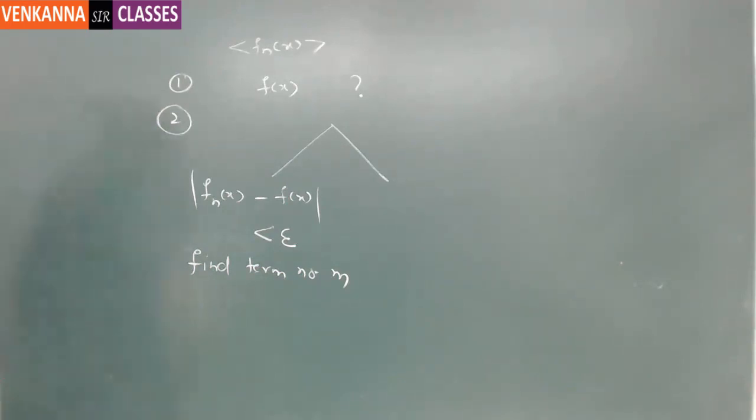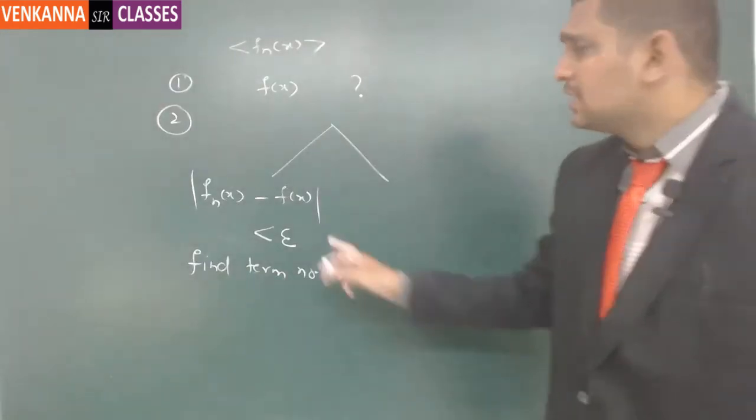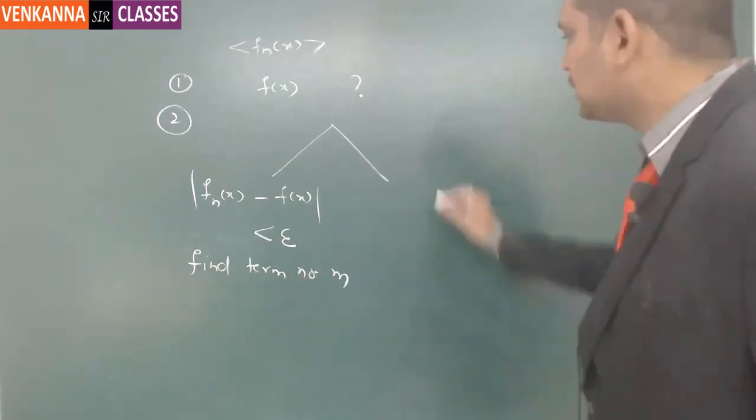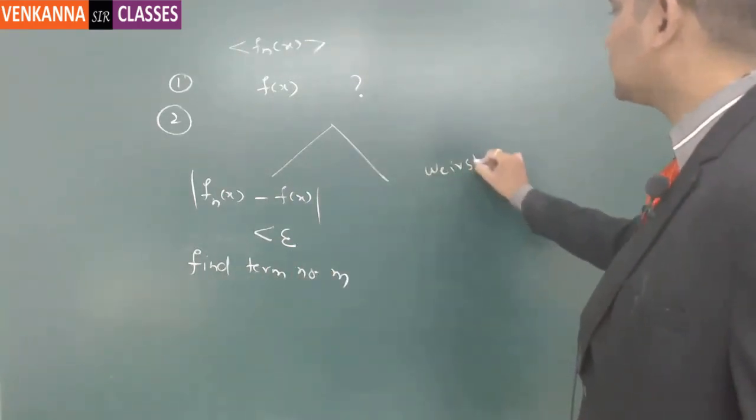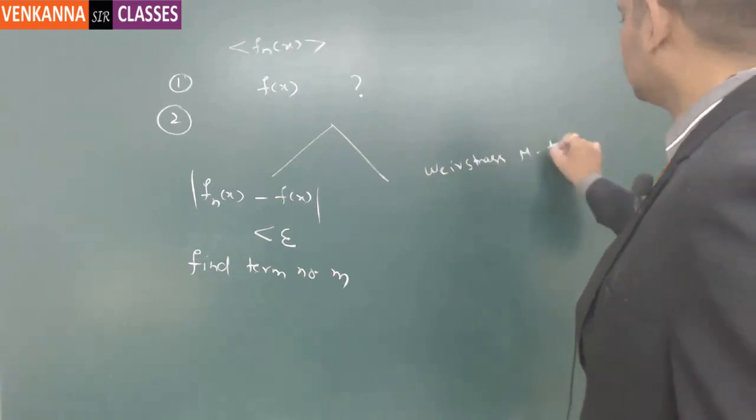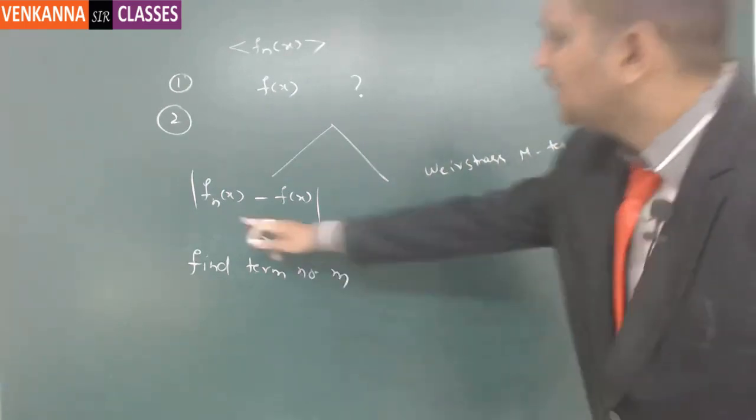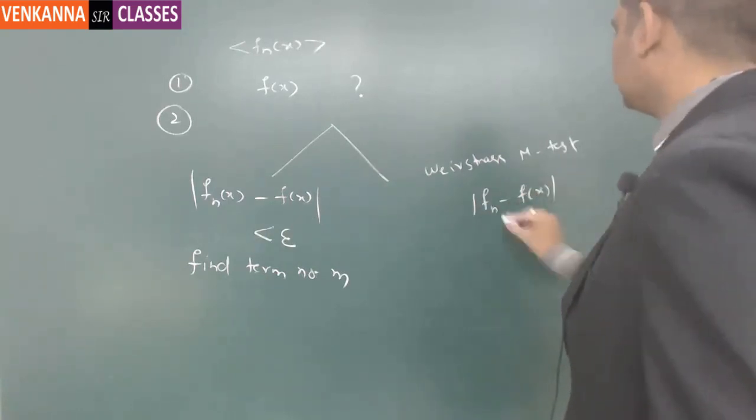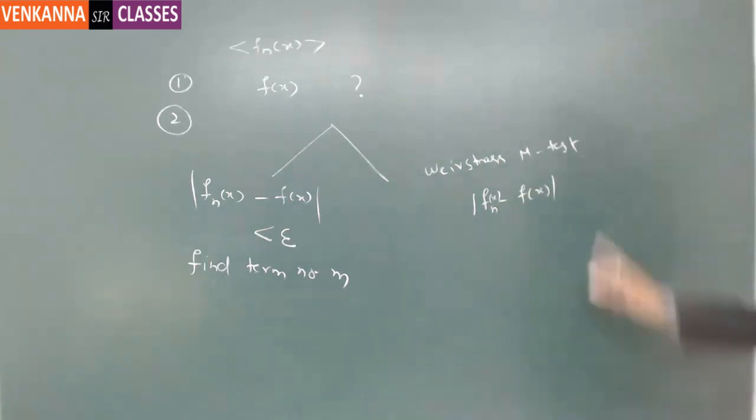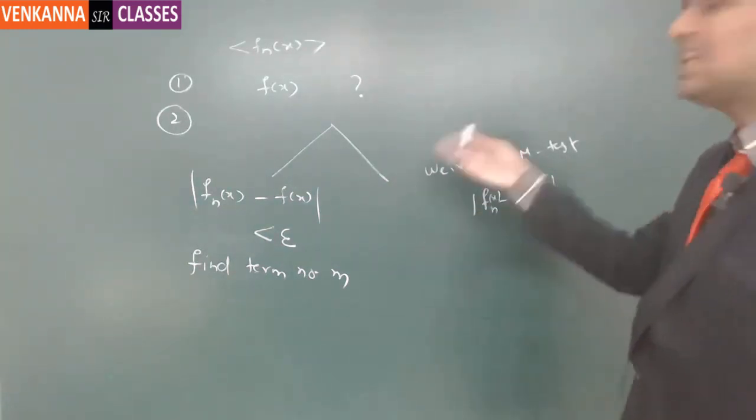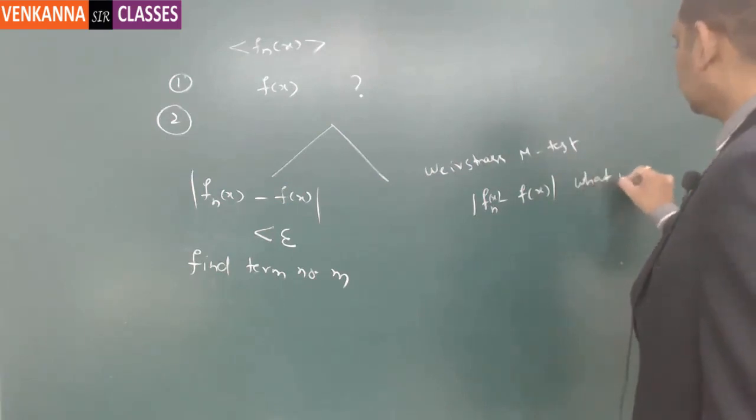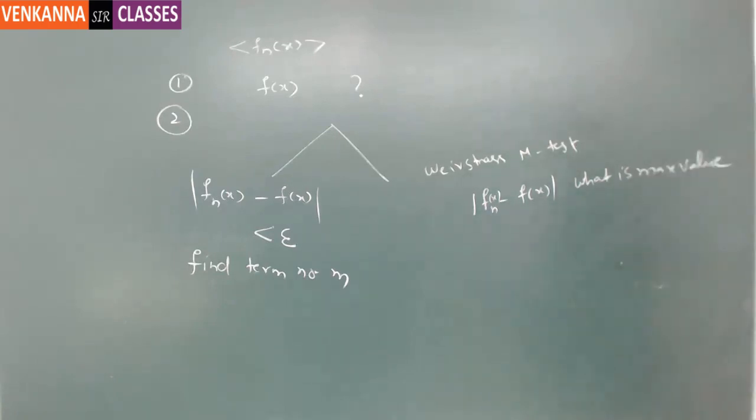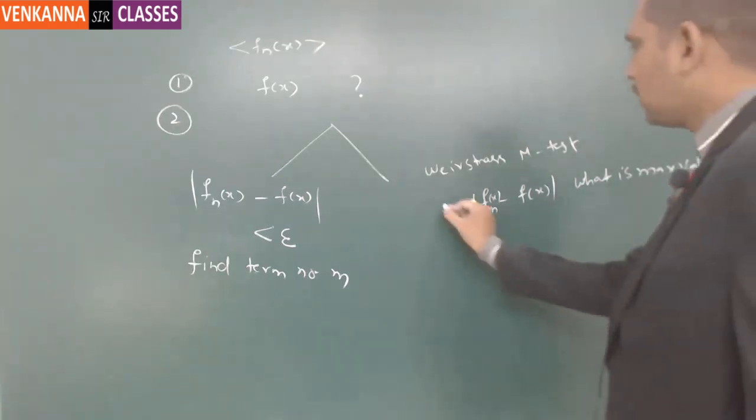Secondly, simplifying the expression and finding the term number every time is a difficult task. For this, we use the Weierstrass m-test. As usual, you take the expression fn of x minus f of x. For this function, what is the maximum value? What does it mean? For this part, we will find the supremum.